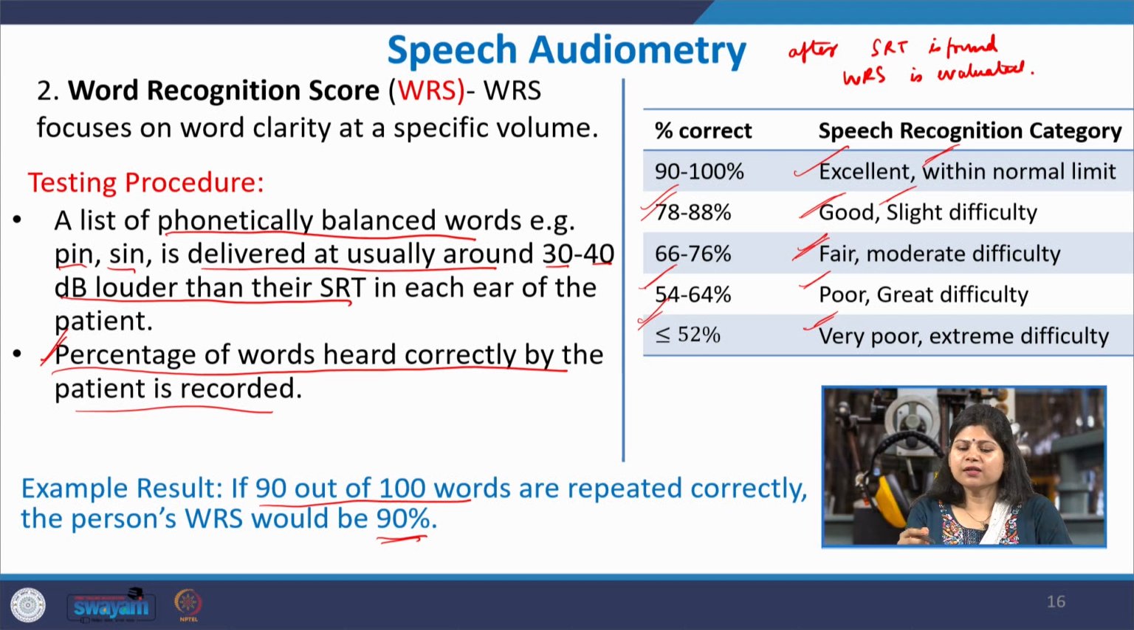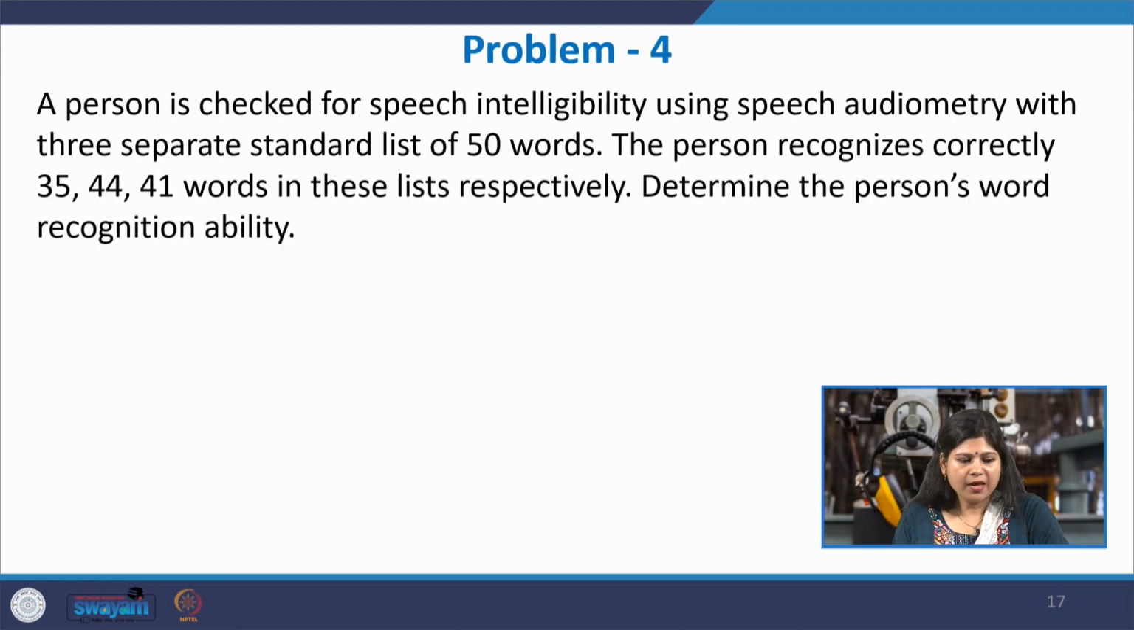Now, you see there is a gap between these numbers, from 90 to 88, and from 78 to 76. Usually the word recognition score comes out as an even number. Why? Because the standard list of 50 words is given, so the number of words correct multiplied by 2 gives you the percentage. So, WRS comes out to be an even number. Let us see the problem again, which is the last problem of this lecture.